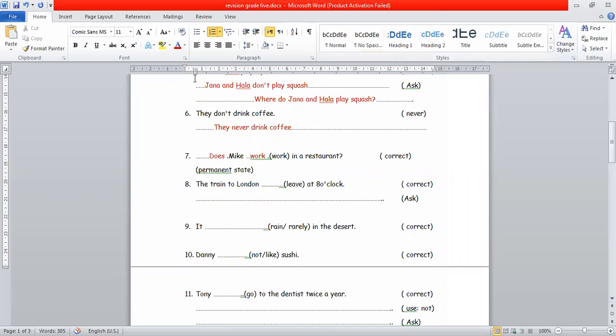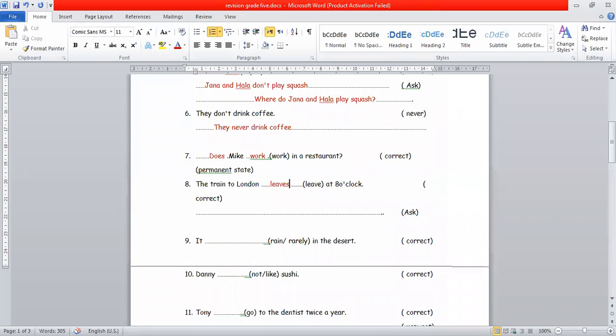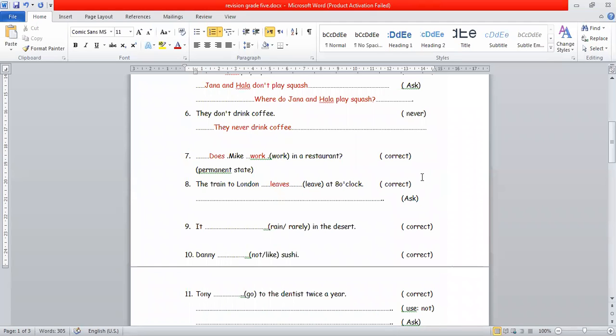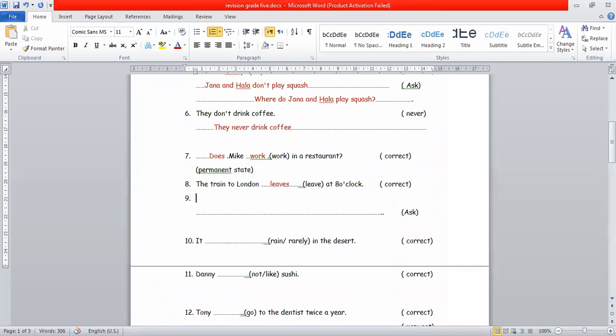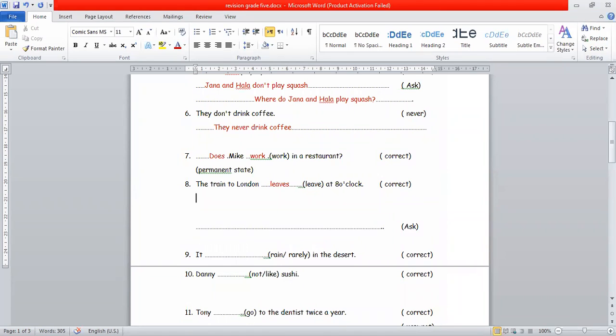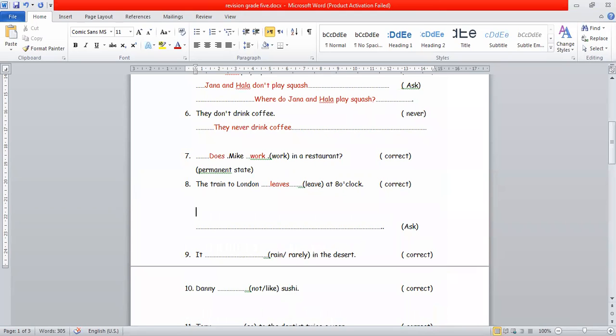Why do we put "leaves" here, Esraa? Because the train is... he, she, it. No, this is not the reason, Esraa. The reason I want is not because of "at eight o'clock"; that's a confusing symbol. No, it's because it's a timetable. Excellent, because we said its usage is a timetable. What does timetable mean, boys and girls? A clock that doesn't change, like a school timetable, or a bus station, train station or airport. Thank you, Samsama.